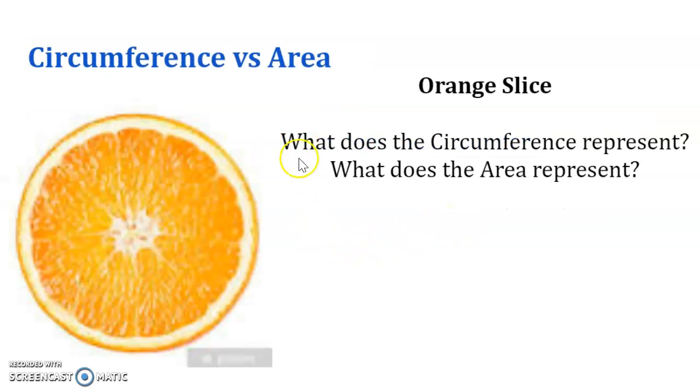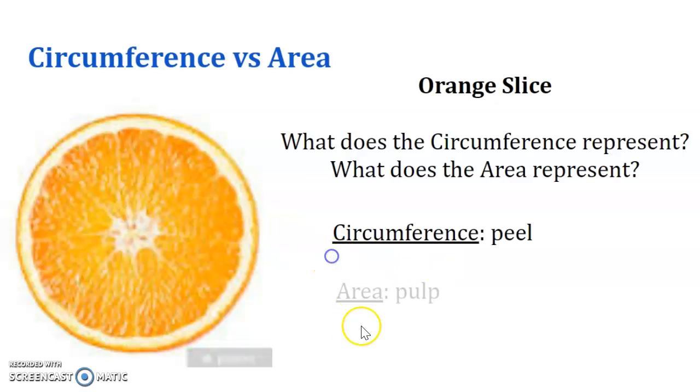So let's bring it to real life. When we're talking about an orange slice, what does the circumference represent? We're really talking about the outside length. It's the skin, the orange peel. Circumference represents the peel of this orange. What about the area? It is the part that we eat, the pulp.